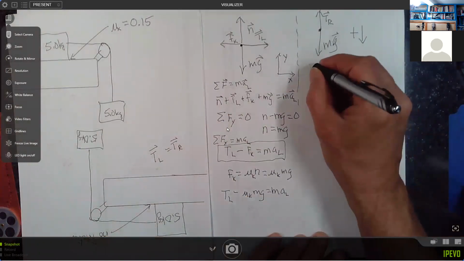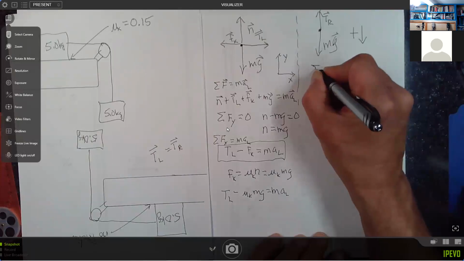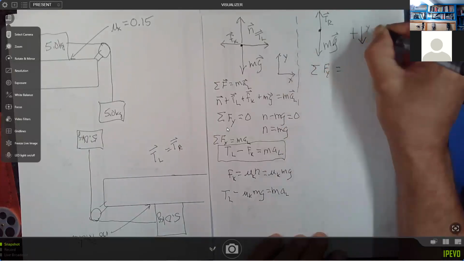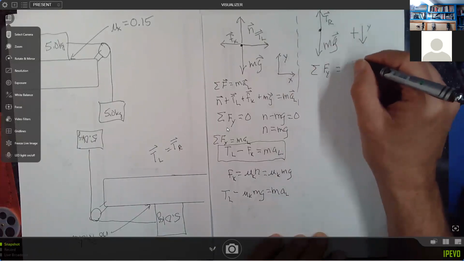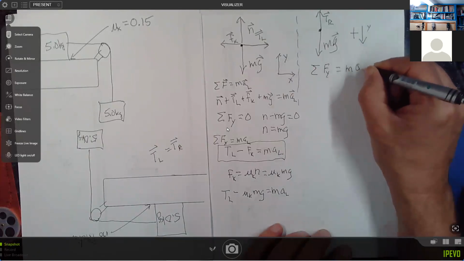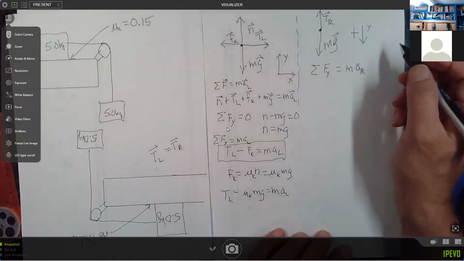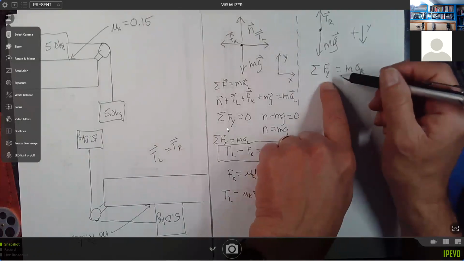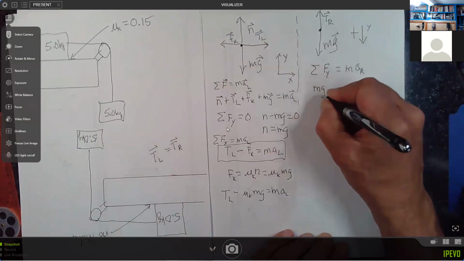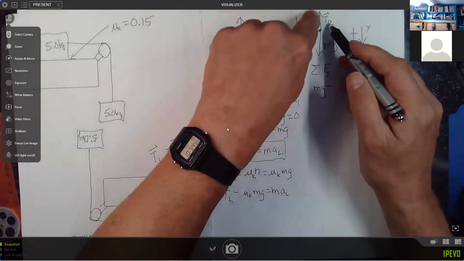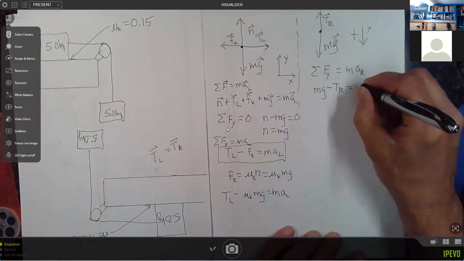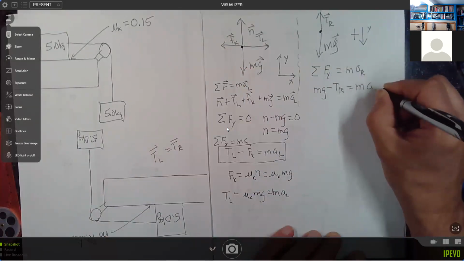And then the sum of the forces in the y direction here, this can be the y direction for this one, is going to equal m times a sub r. And what I have for forces is this one's positive, mg minus, this one's negative, so minus T sub r is equal to ma sub r.